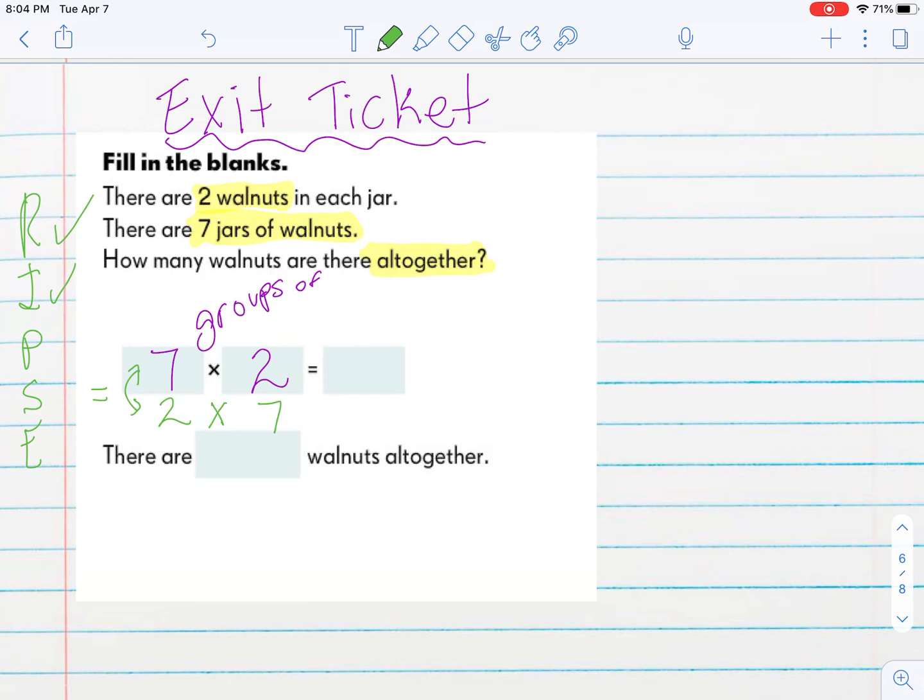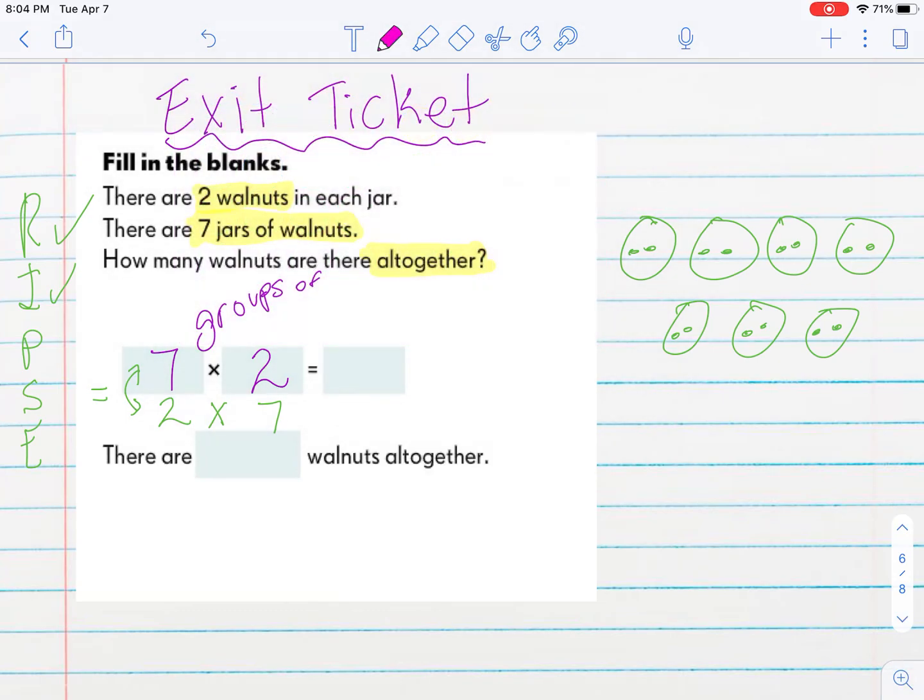Okay, now that you've unpaused, I want you to make sure that you have drawn equal groups to solve this problem. So that we can skip count by 2, I'm going to draw 7 groups, and I'm going to put 2 dots in each group. There is no need for me to make these look like walnuts. That is not what we are here to do. Okay, that's another class.